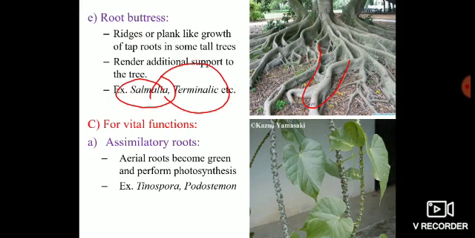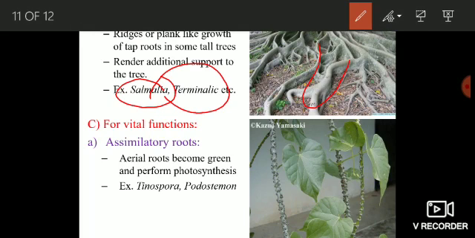Now the third type of modification in roots is for vital functions. So far we have discussed modifications for storage of food. Second, we have discussed modifications for additional mechanical support, and the third type of root modification is meant for performing some vital functions. And the first type in this is assimilatory roots.